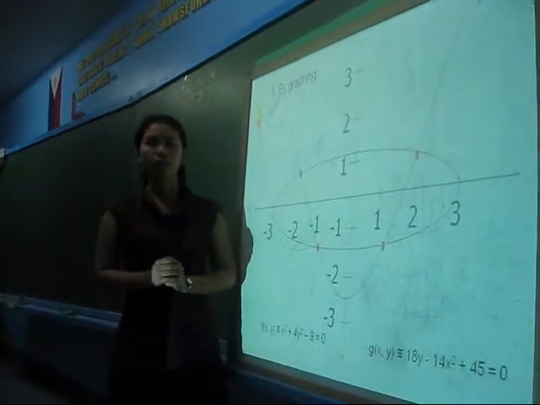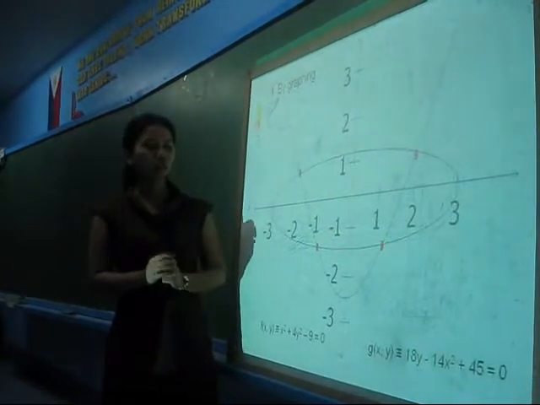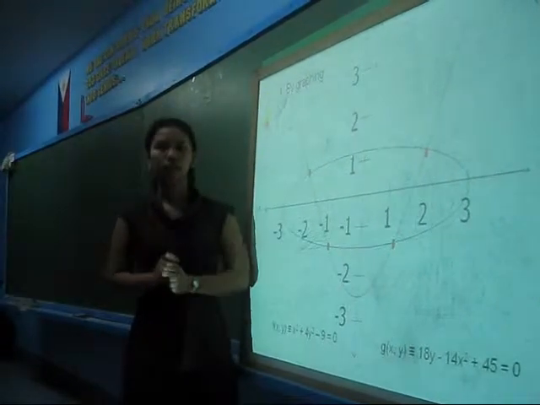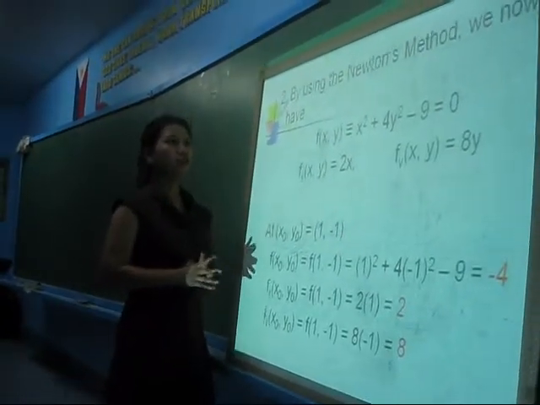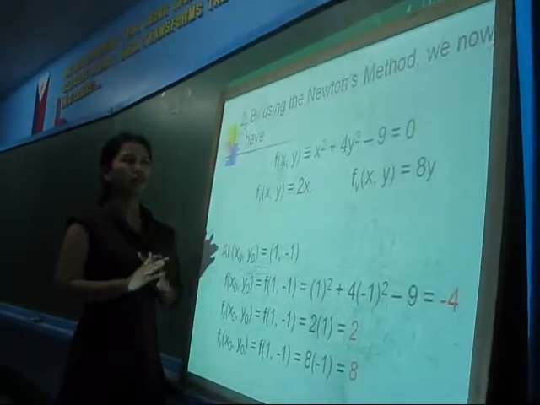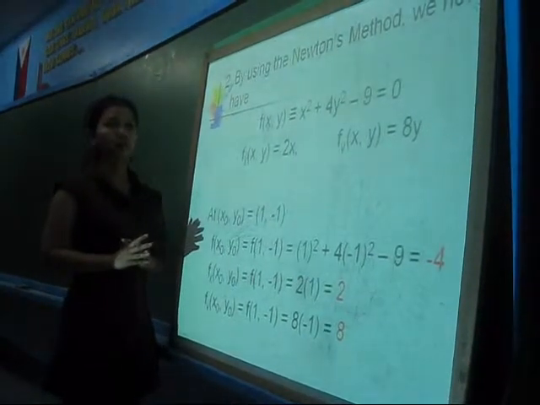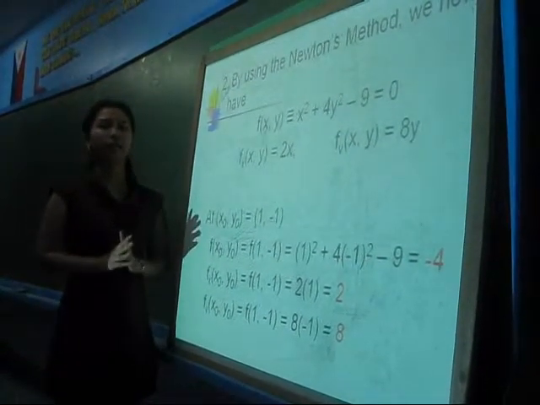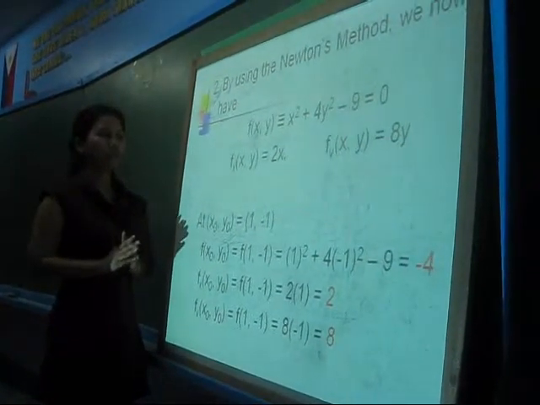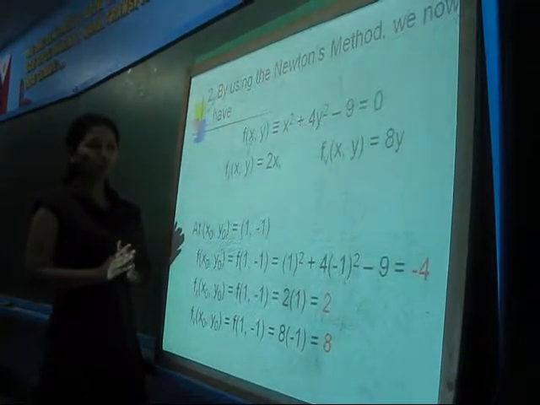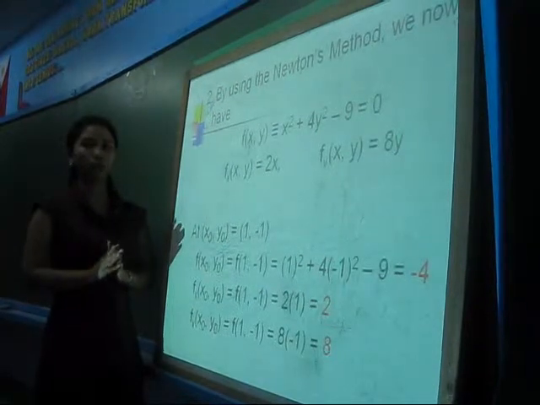For example, there is a solution near positive 1 and negative 1. By using Newton's method, we now have f of x and y is identical to x squared plus 4y squared minus 9 equals 0. By applying the power formula, f sub x of x and y is equal to 2x, and f sub y of x and y is equal to 8y.